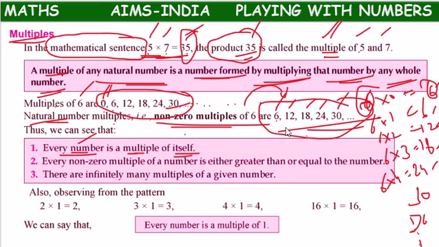And what is the nature of all the multiples? They are equal to 6 or greater than 6. Here, non-zero multiples, not 0. 0 is less than 6. So the nature of non-zero multiples is that they are greater than or equal to the number. The largest multiple we cannot tell, because there are infinitely many multiples.